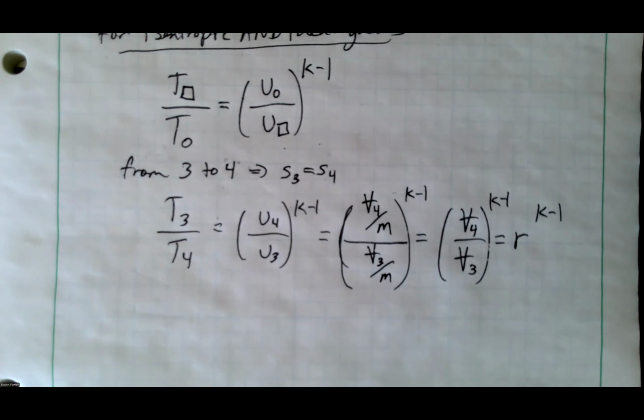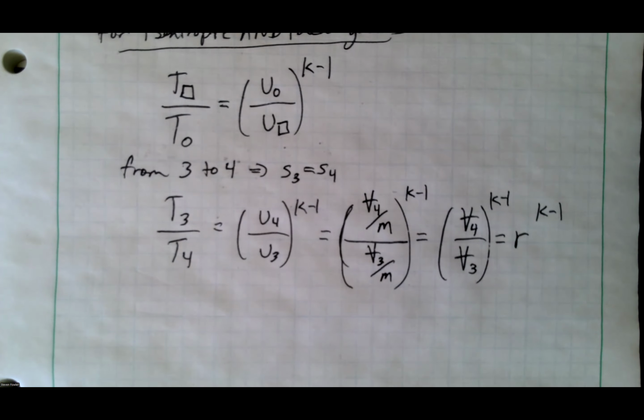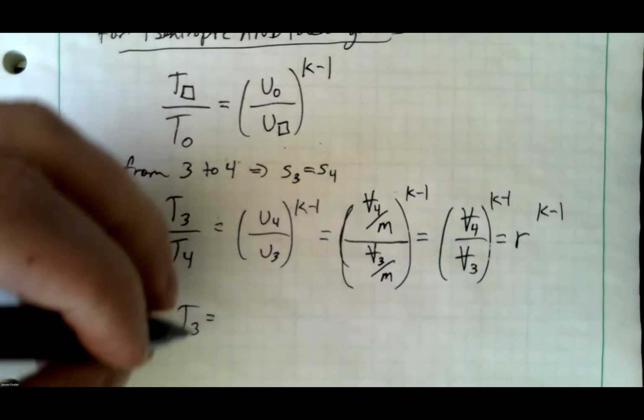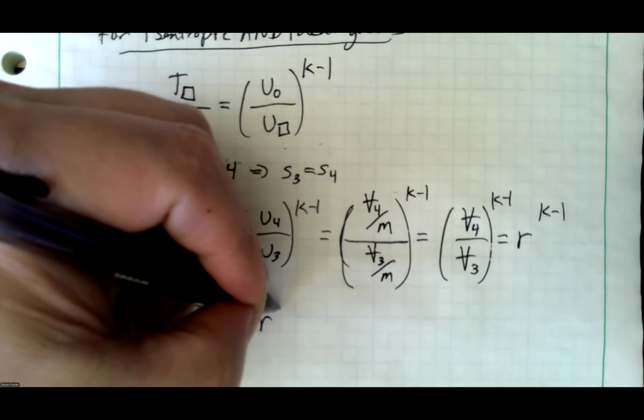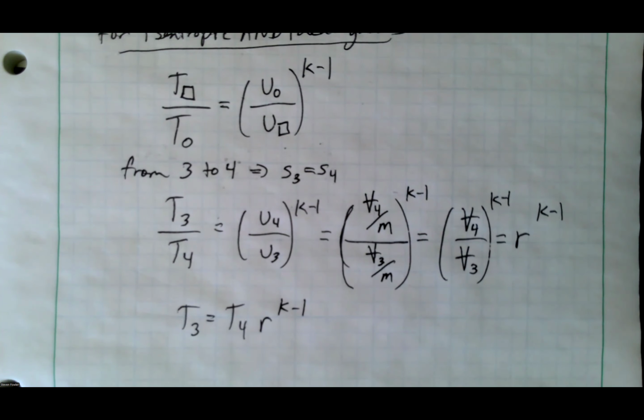So for this very specific scenario, because we've been very careful how we've derived this, and because we're good engineers, we understand how the derivation works, even if we don't do the derivation ourselves, we know this works. That's pretty cool, right? T3 is equal to T4 times the compression ratio to the K minus 1. For an Otto cycle, that expression is always true.